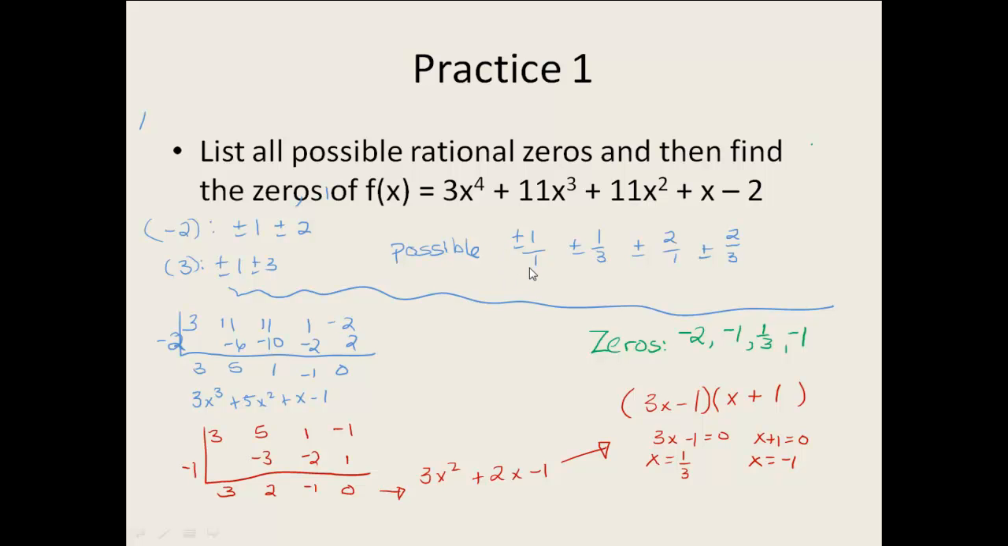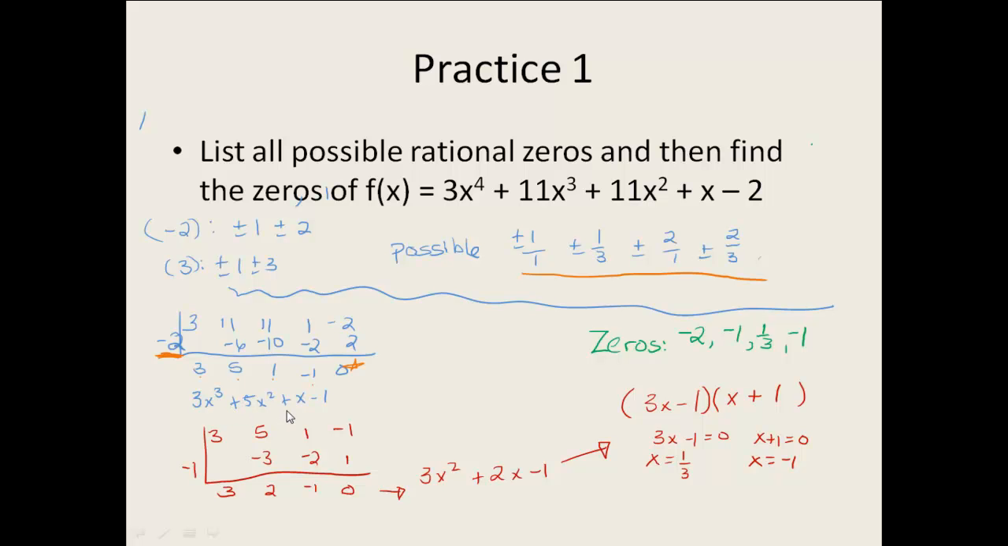Alright, your list of possibilities, you should have had plus or minus 1 over 1, plus or minus 1 over 3, plus or minus 2 over 1, and plus or minus 2 over 3. From there, I chose to do the synthetic division, and I guessed -2. Did my synthetic division, and I got a 0, so I knew that -2 was a 0. Now I rewrote my equation, so I would have had 3x cubed plus 5x squared plus x minus 1. Now when I look at this, grouping wasn't going to work. I can't use the quadratic formula because it's of degree 3.